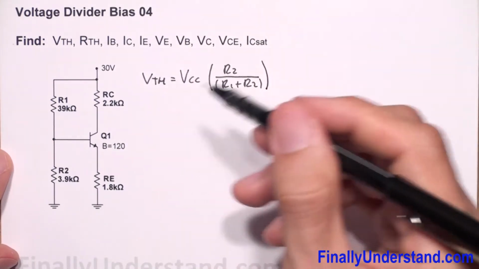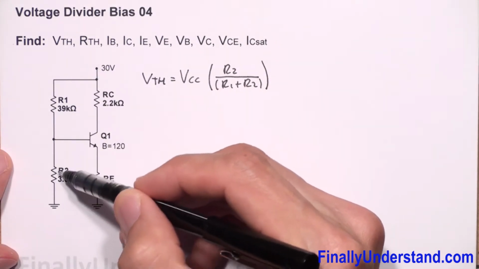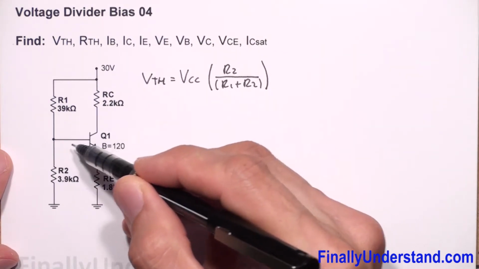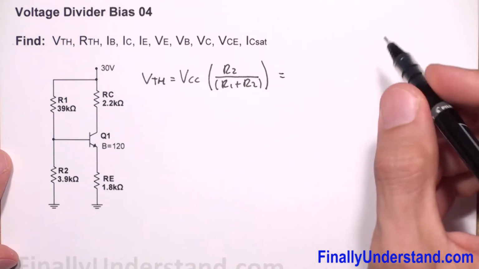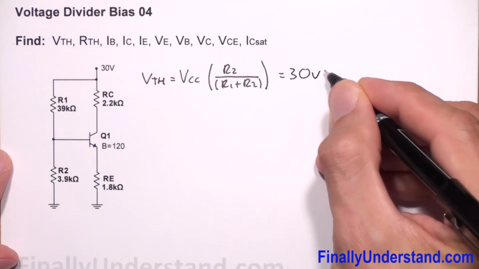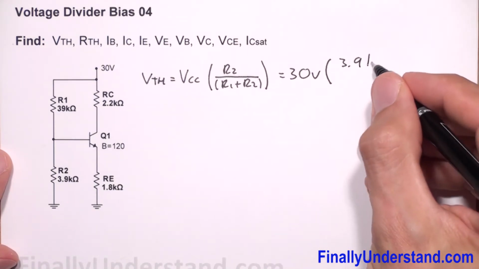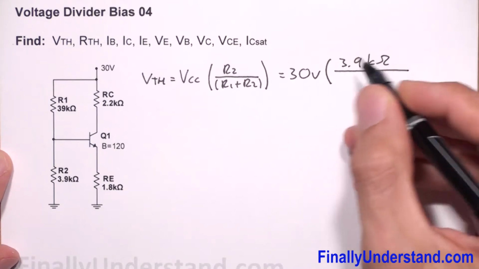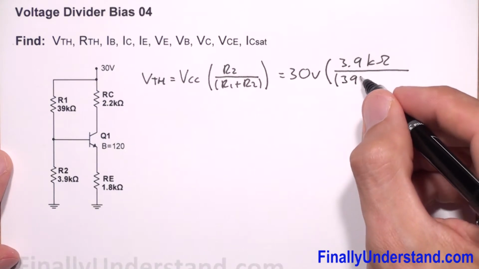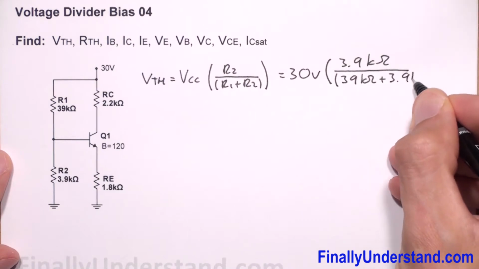I'm going to use the voltage divider formula to find the voltage across resistor R2, because the voltage across resistor R2 is simply the voltage at the base. So this is going to be my VTH. VCC is equal to 30 volts times R2, which is 3.9 kilo ohms, over 39 kilo ohms plus 3.9 kilo ohms.